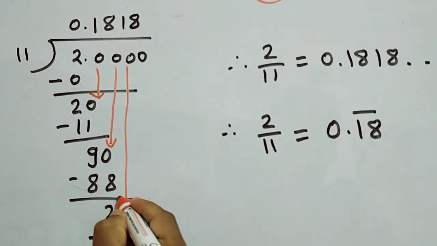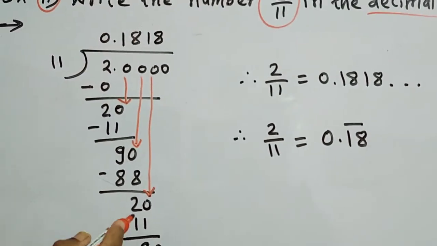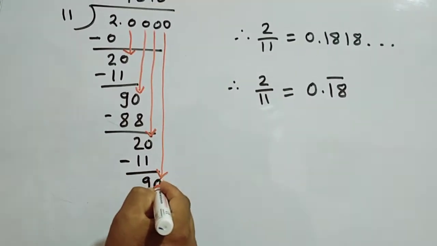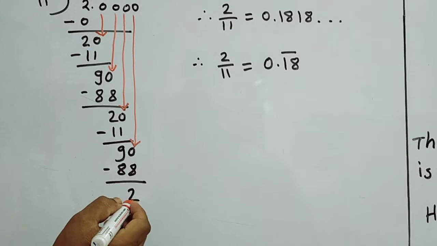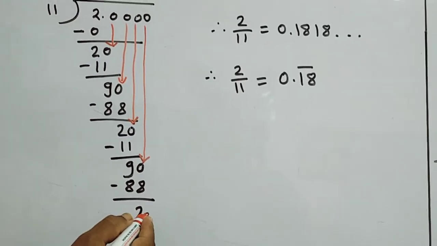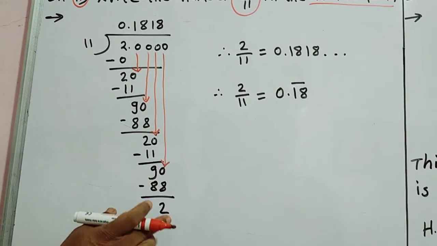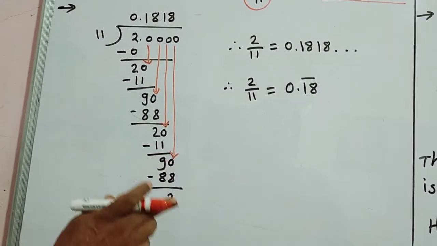Then take next 0 down. It is 20. Again 11 ones are 11. 20 minus 11 is 9. Take this last 0 down. Again 90 here. Then 11 eights are 88. 90 minus 88 is 2. Again you can take 0. The process goes on. It is not going to stop here. Means remainder is not coming 0. That's why we can continue this process.